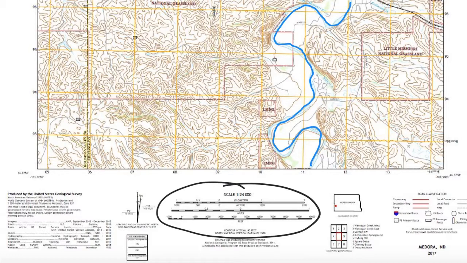Another thing hopefully you noticed is that there are numbers all along the edges of the map. Some of these numbers are helpful to us and some of them aren't. The ones that are really helpful are these right here. These are latitude and longitude numbers, and they're usually in all four corners of the map.